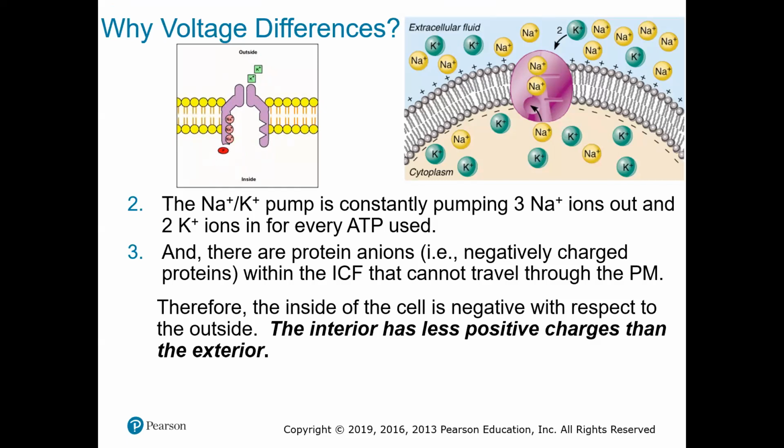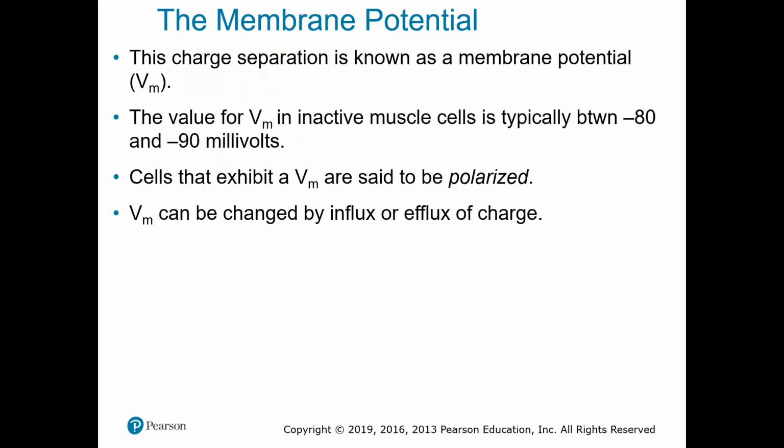Even though they're both positive ions, the inside of the cell is considered to be negative because there are much less positive charges inside than outside because we're busy pumping the sodiums out. This difference in the charges is what we call the membrane potential, minus 90 millivolts. We say that the cell membrane is polarized. We say batteries are polarized because they have a positive and a negative end. We say that the cell is polarized because the outside's positive and the inside's negative. So it's a polarized structure. And that's fine. That's what we want.